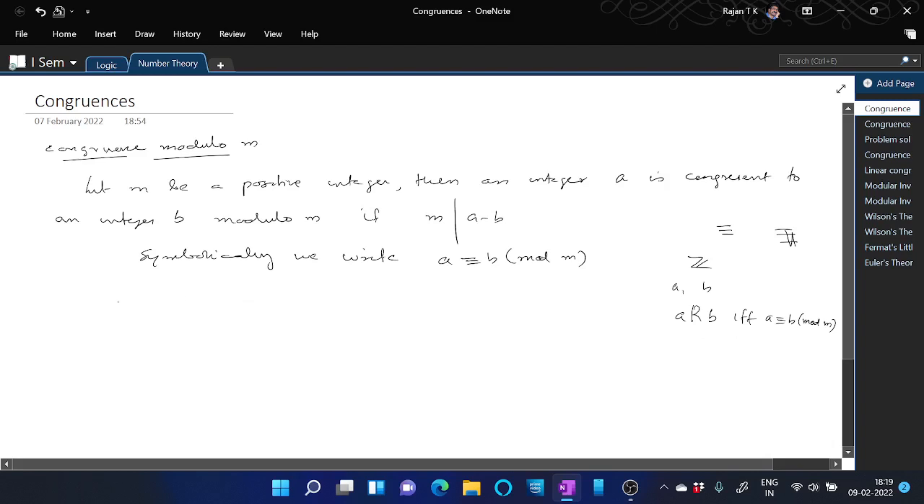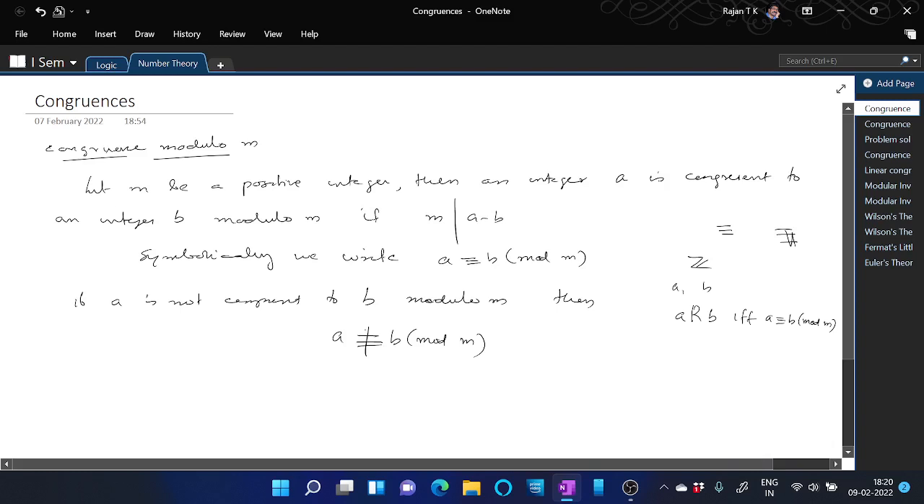If a is not congruent to b modulo m, then we write a not congruent to b mod m. In case m is not dividing a minus b, we say a is not congruent to b modulo m.